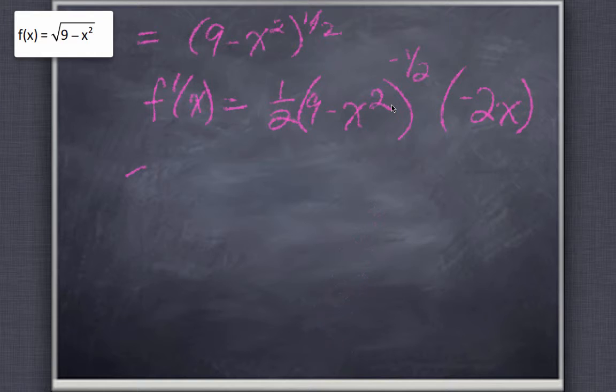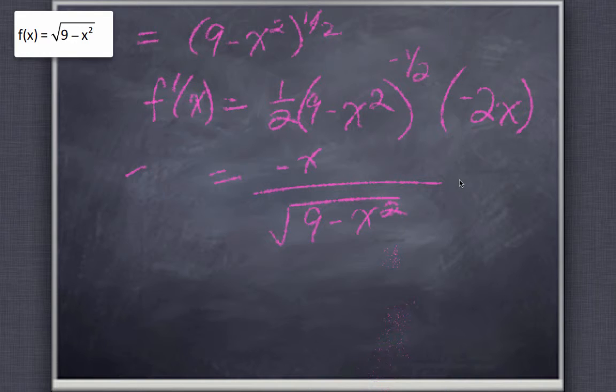Now be careful, because when you see this, you're going to want to say that it's 0 plus and minus 3, but that negative 1/2 means that's on the denominator. So when that's 0, this is undefined. So let's be careful and write this. 1/2 times negative 2x is negative x. This is on the denominator. That 1/2 makes a root. The negative puts it in the bottom.